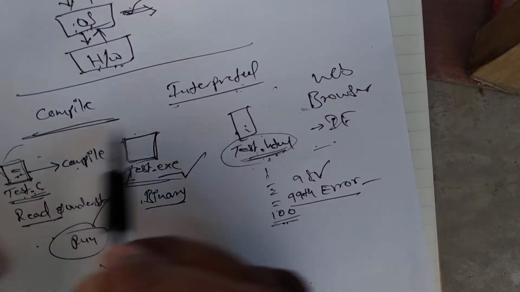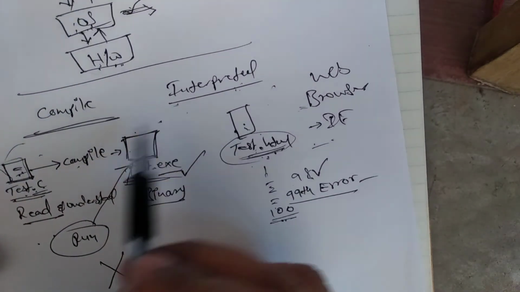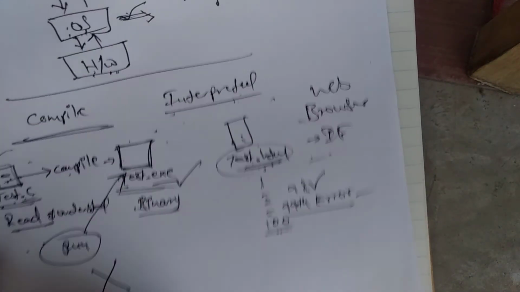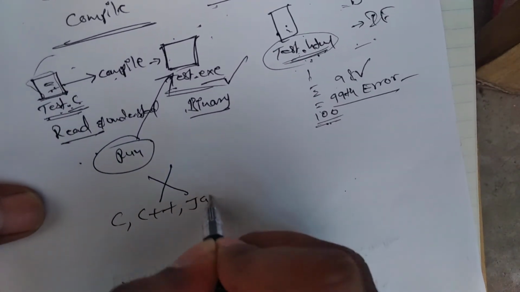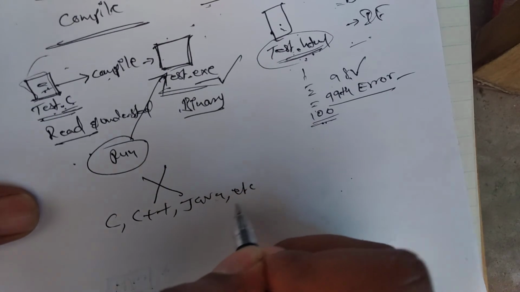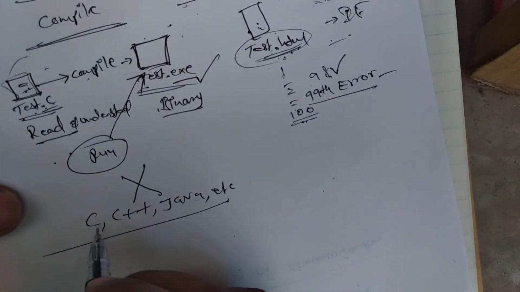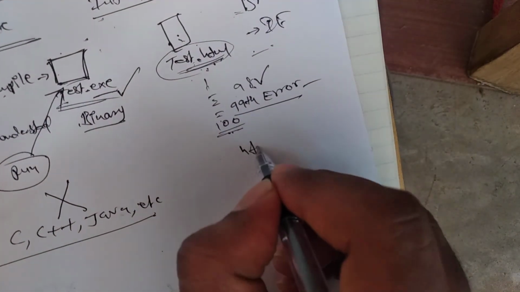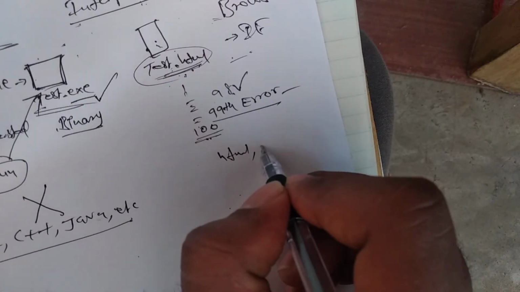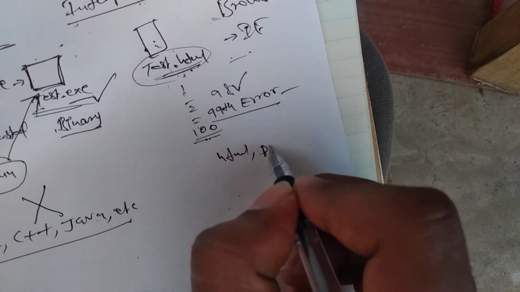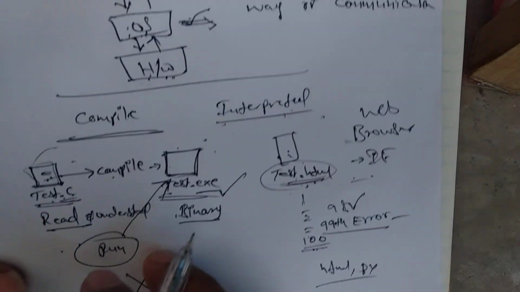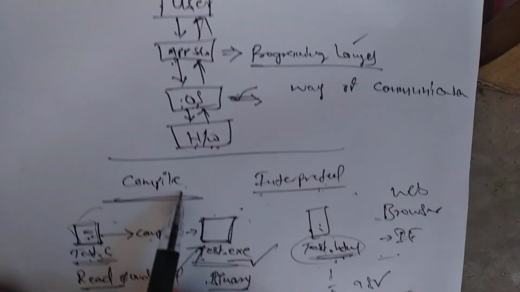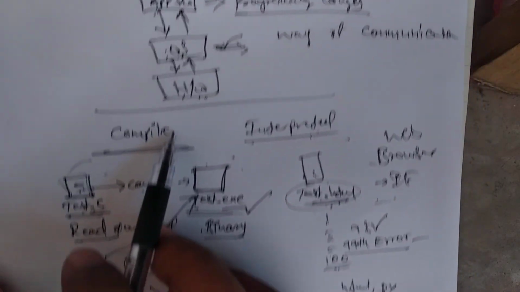This is the main difference between compiled languages and interpreted languages. Examples of compiled languages are C, C++, Java, etc. A number of languages are available in the market. Here HTML and Python are some examples of interpreted languages. This is our topic today. Thank you.